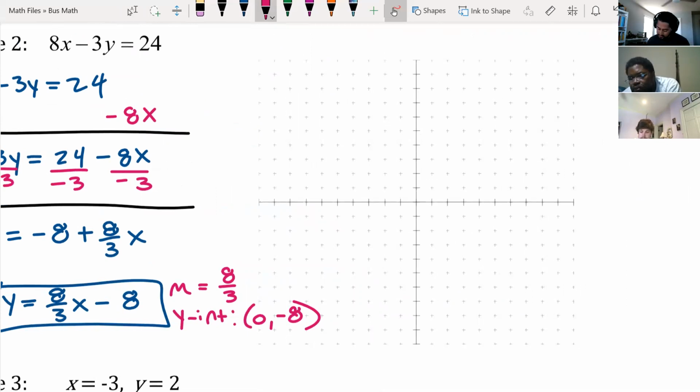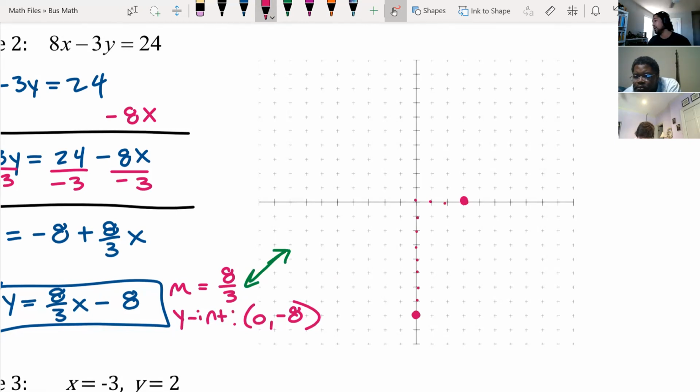So there's 10, 9, 8. Here's -8. And now my slope is positive. So positive slope will go from bottom left to top right on my graph. That's what positive slope does. So for this point, we're going to go up 8 units, right? Rise over run. 1, 2, 3, 4, 5, 6, 7, 8. And we're going to go 3 to the right now. 1, 2, 3.